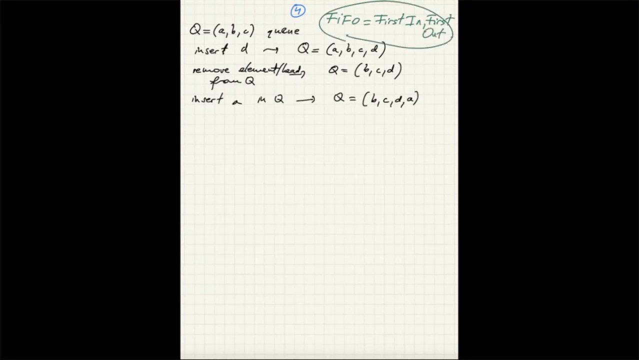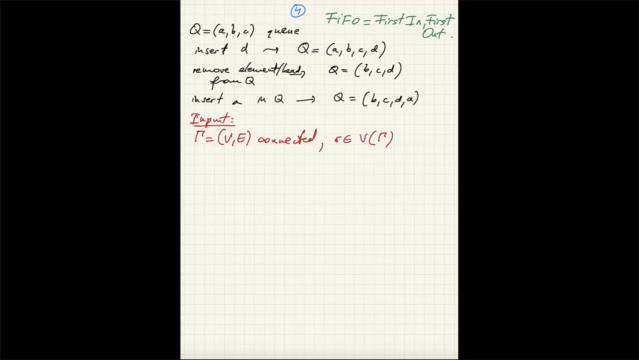Okay. So now let me describe to you the algorithm to create this. We are given a connected graph gamma, and let's say R is a vertex of gamma. So that's our input. And what does the algorithm do? You start with a Q, and you initialize it with the root R, and the level of R is 0. And you mark R as visited. So the vertex R has been visited.